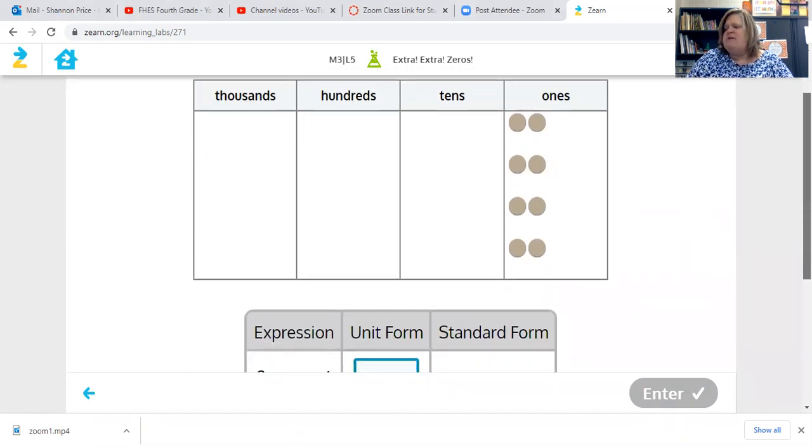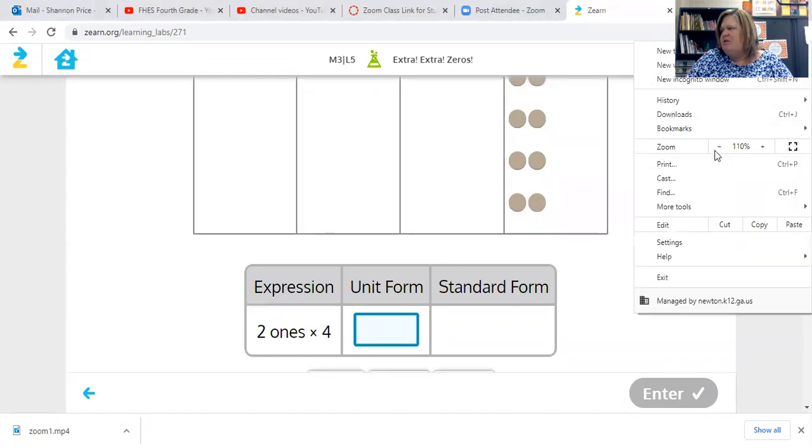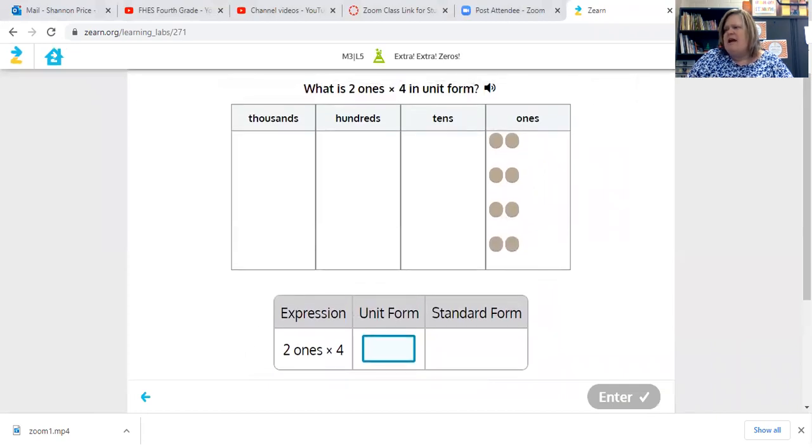So now it wants me to look at the expression. Let's make this a little smaller so we can see it all. All right, our expression. An expression is just how we're going to write the sentence. So in this case, they're writing 2 ones times 4. What is the unit form? What is 2 ones times 4 in unit form?